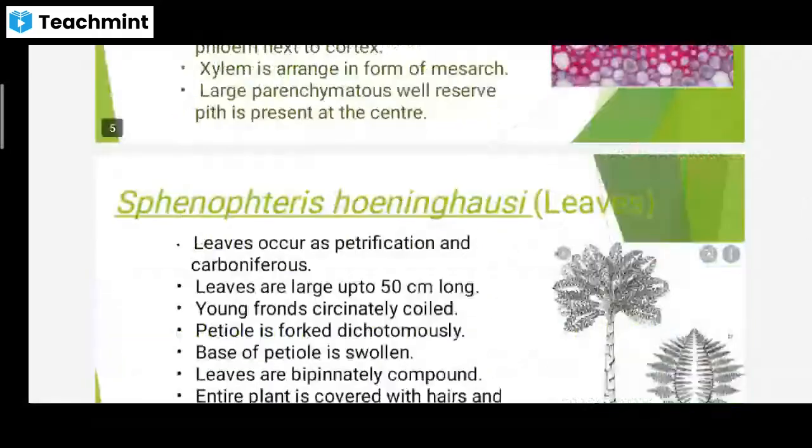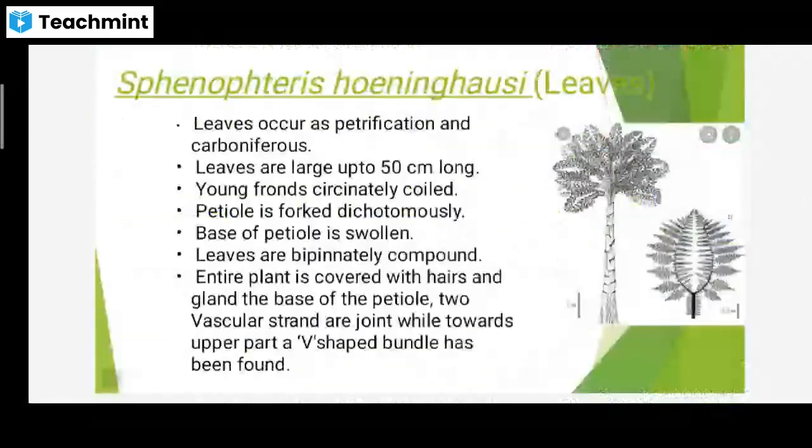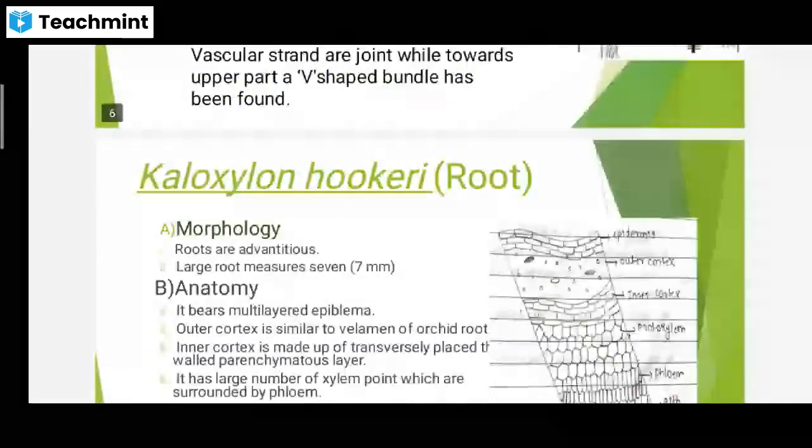The next is Spermatopteris hoeninghausi, that is leaf. Leaves occur as petrification in Carboniferous. Leaves are large, up to 50 centimeter long. Young fronds are circinate, coiled. Petiole is formed dichotomously. Base of petiole is swollen. Leaves are bipinnately compound. Entire plant is covered with hair and gland. At the base of petiole, two vascular strands are joined, while towards upward part a V-shaped bundle has been found. Next is Kaloxylon hookeri, that is root.